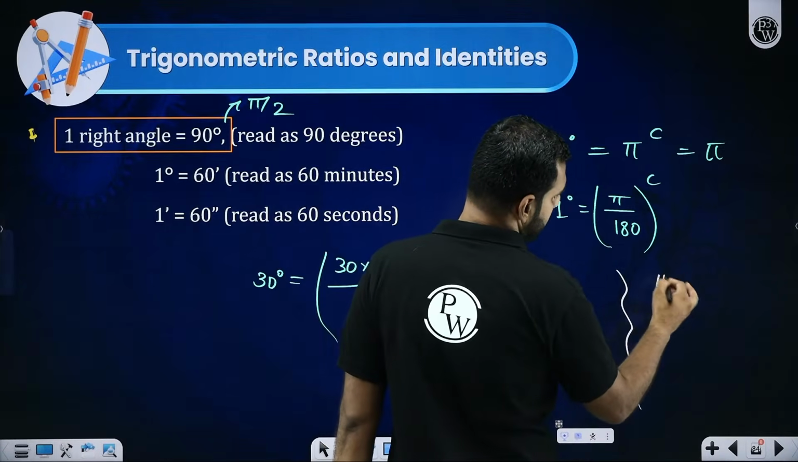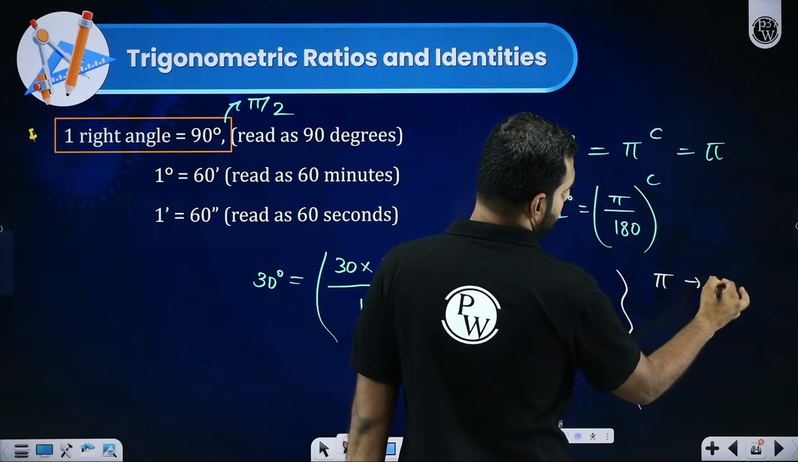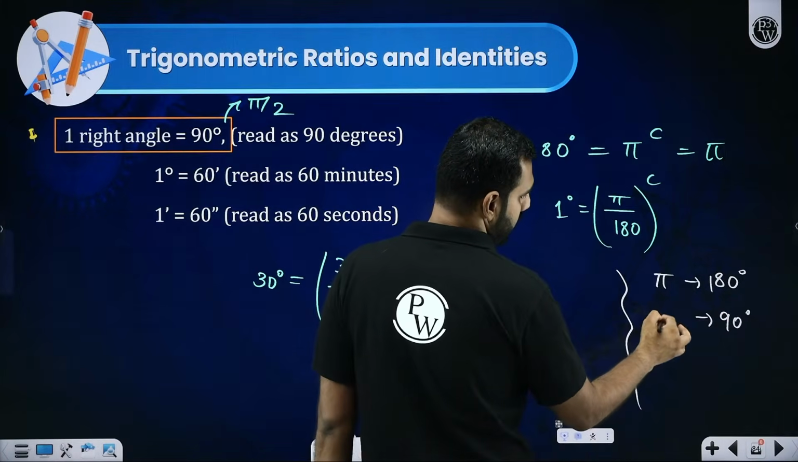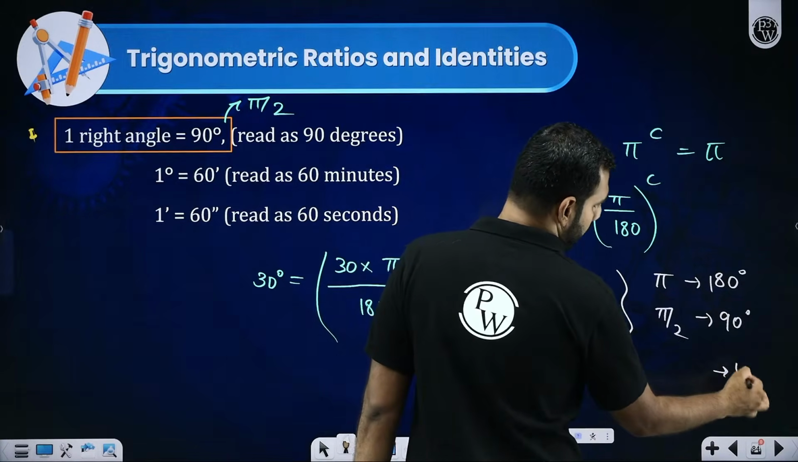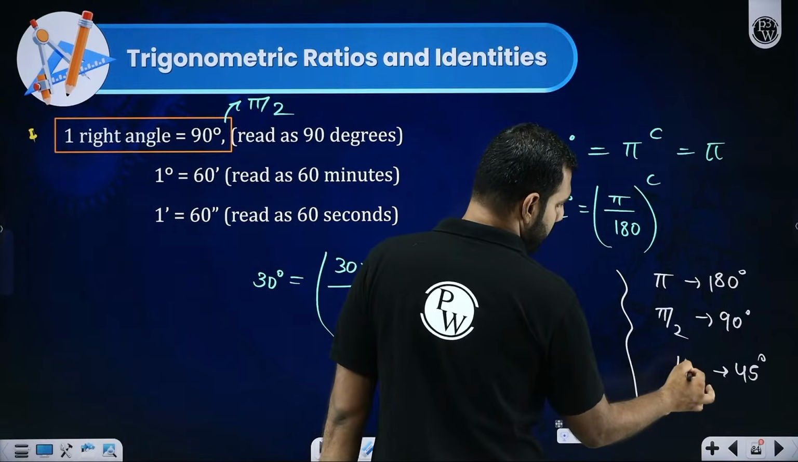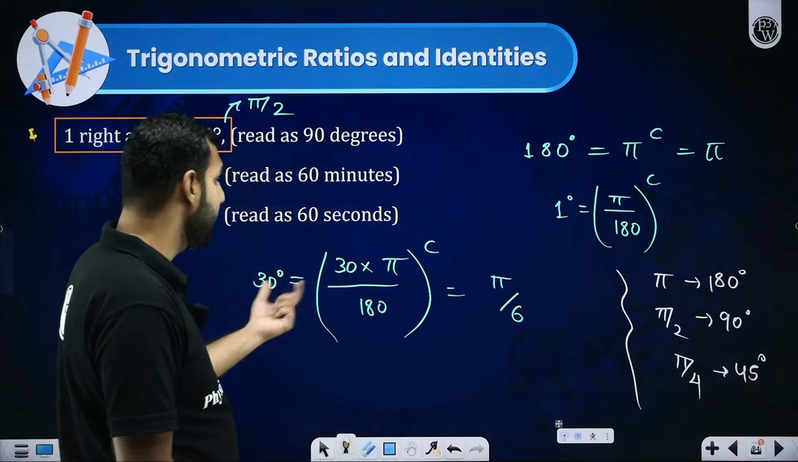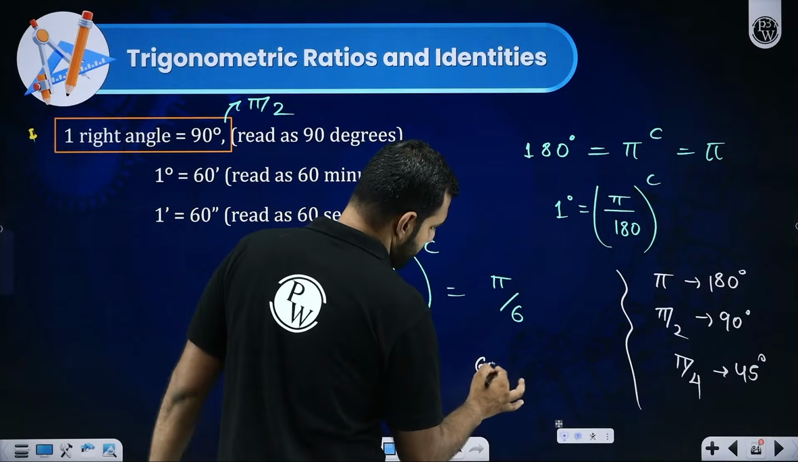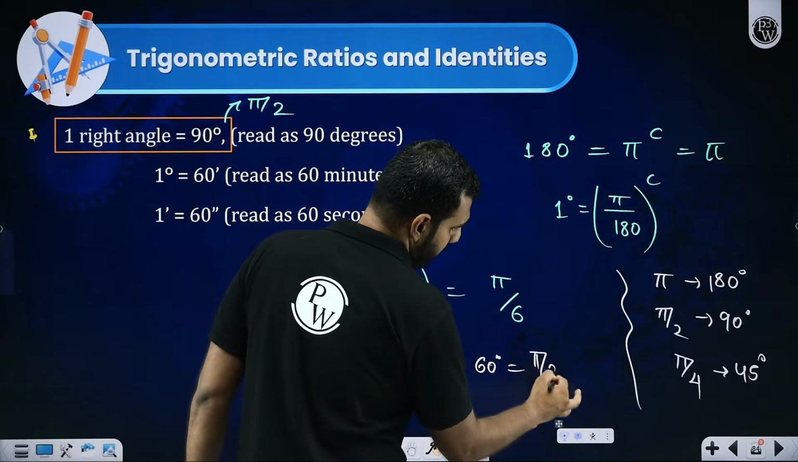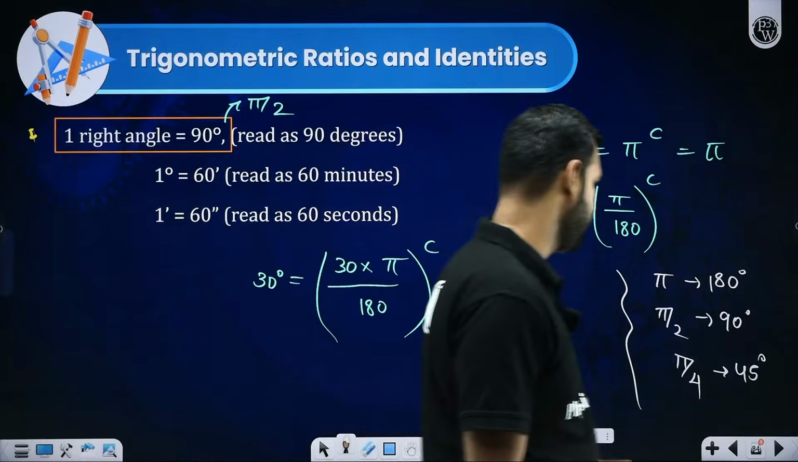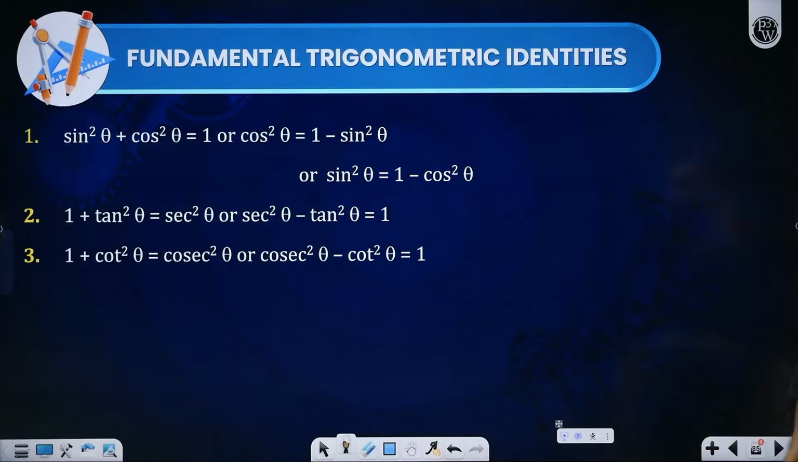Let's say if I ask you 180 degree, you say pi. If I ask you 90 degree, you say half of it, which means what? Pi by 2. If I ask you 45 degree, you will say half of it, which means pi by 2 divided by 2, pi by 4. 30 degree was pi by 6. And if I ask you 60 degree, it will be pi by 3. These are the basic angles into radians, which I'm sure most of you must already be aware of.